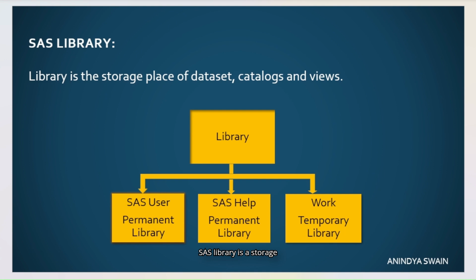In SAS, a library is a storage place for datasets, catalogs and views. What are catalogs and views? We'll talk in detail in further videos. So, libraries are classified into SASUSER, SASHELP, and WORK, wherein SASUSER and SASHELP are permanent libraries, and WORK is a temporary library. SASHELP is a read-only library that contains a variety of predefined datasets which come by default in SAS. We can use them for our practice.